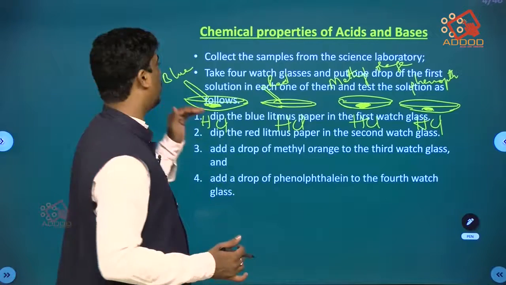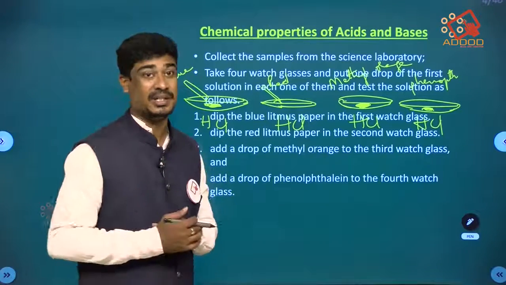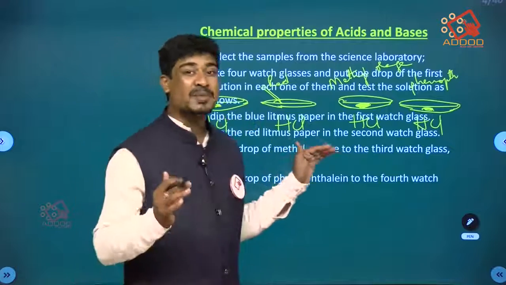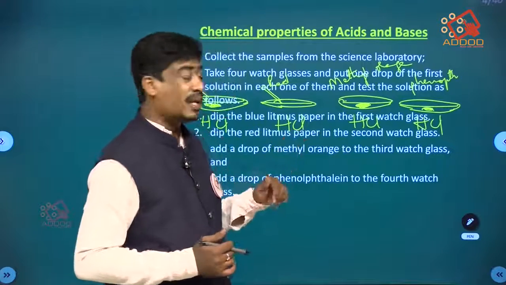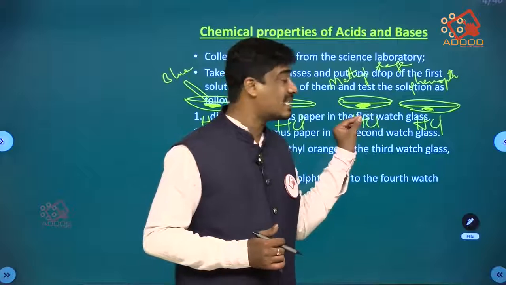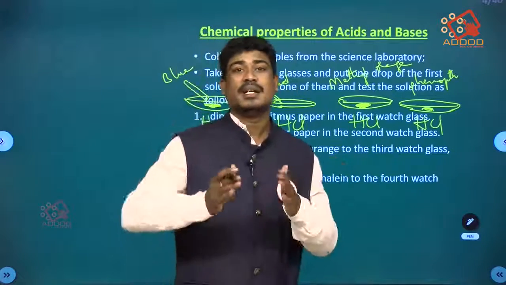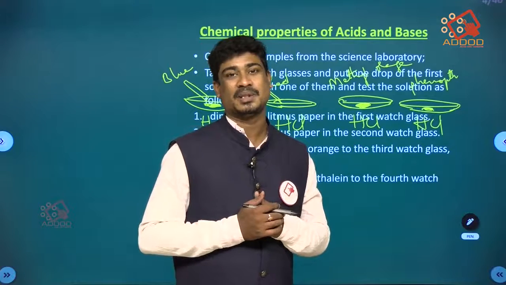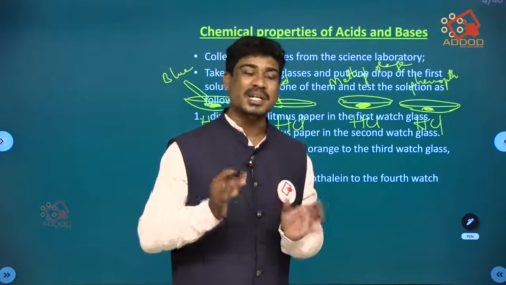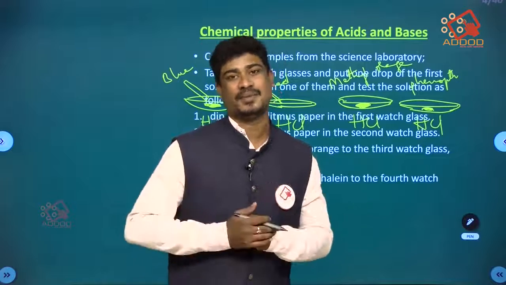So what happens when blue litmus paper is kept in HCl solution? What happens when red litmus paper is kept in HCl solution? What happens when methyl orange indicator is kept in HCl solution? What happens when phenolphthalein indicator is kept in HCl solution? Here there are some changes in color, isn't it?